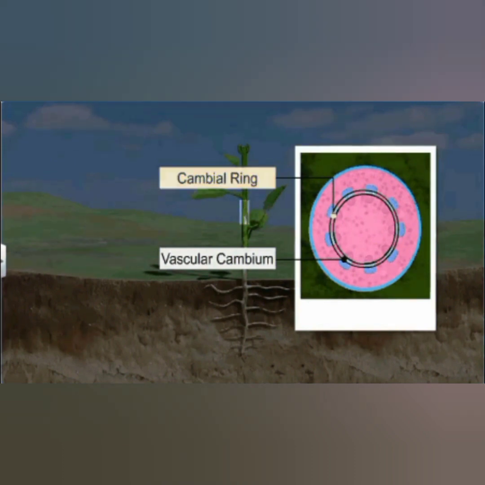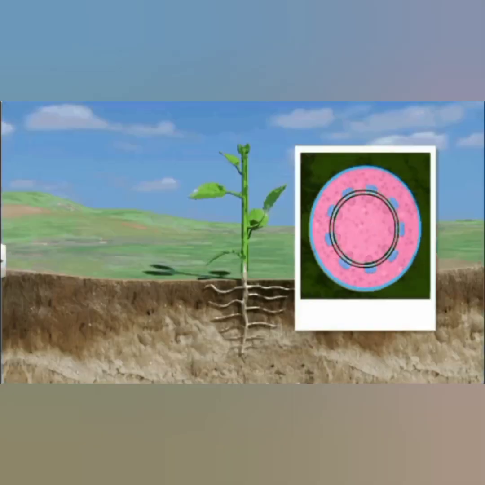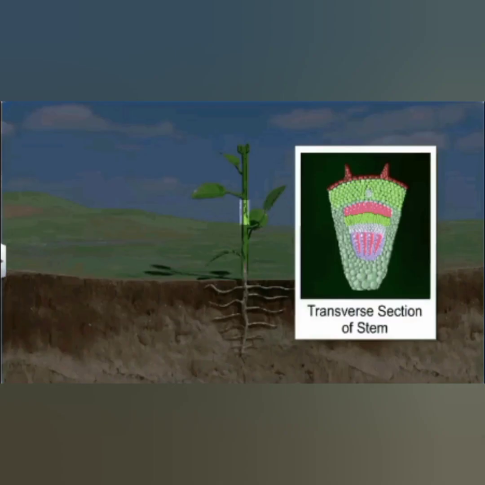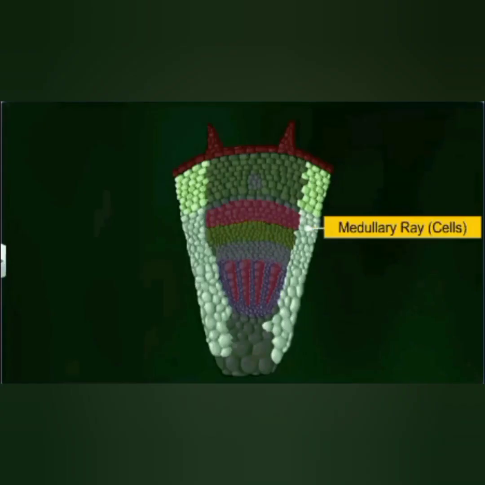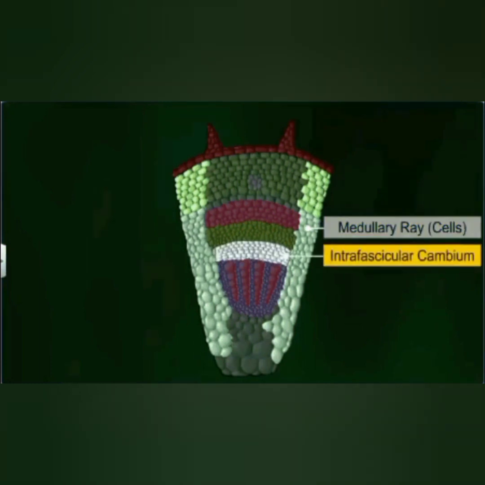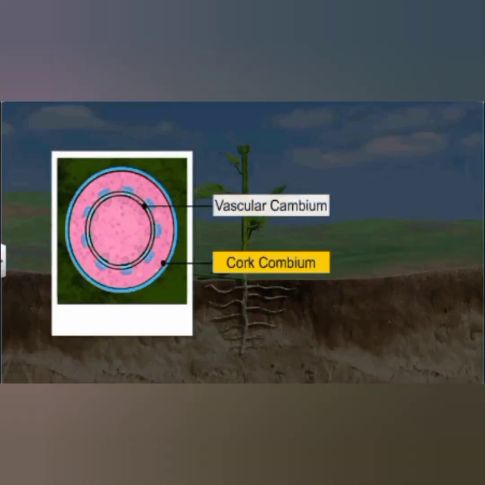Vascular cambium first appears between the primary xylem and primary phloem and is called fusiform initial, or fascicular cambium. Then a few cells of each medullary ray, lying in line with the fusiform initials, become meristematic to form interfascicular cambium. The two cambia combine to form a ring of meristematic tissue called vascular cambium.